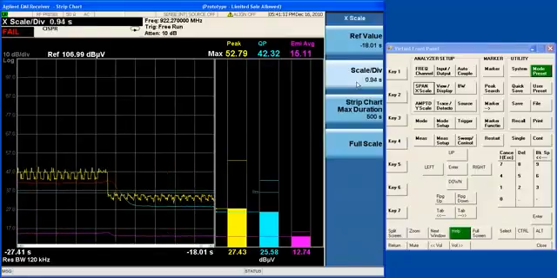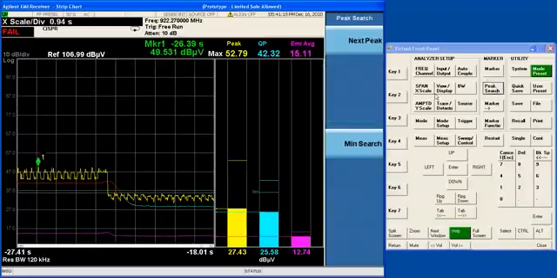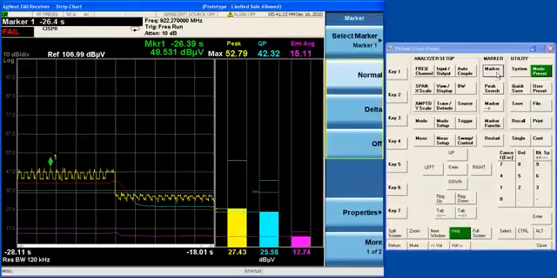I can either use the marker to determine the duration of an event, for example, by moving the marker to, let's say, the edge of this event here. Say there, and then do a delta and move the marker to the edge of this event here, and it's telling me that this event is about a 430 millisecond event.